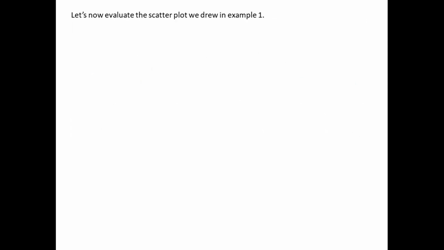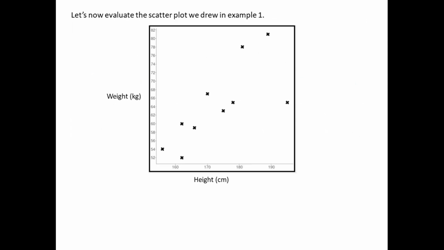Okay, now let's look at the scatter plot that we drew in example 1. There it is. What kind of correlation would you say that is displaying?